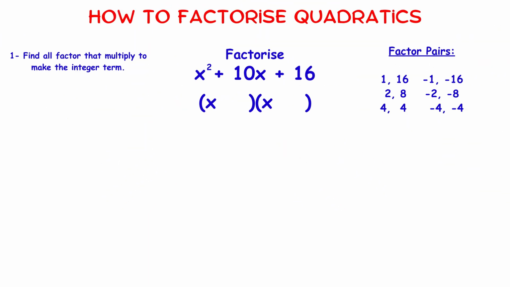Let's start by having a go at this one here for ourselves, where we need to factorize x squared plus 10x plus 16. The first thing we want to do is write out our two brackets with an x in each one, and we're going to try and factorize this quadratic into these two brackets.